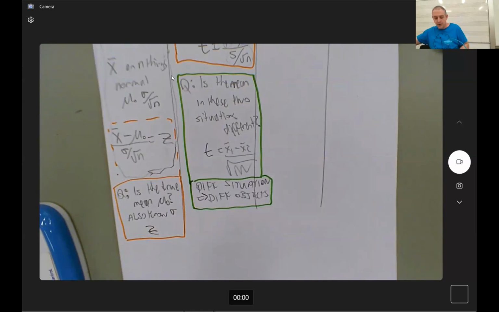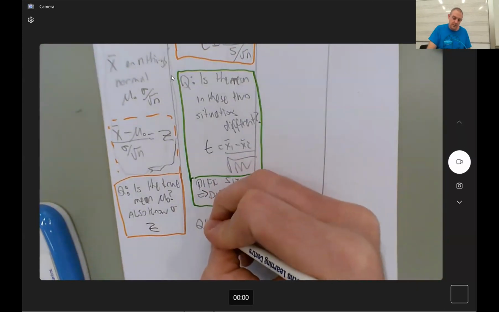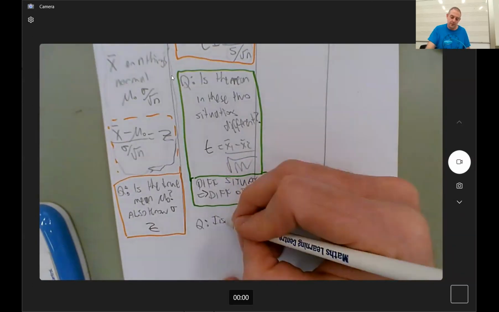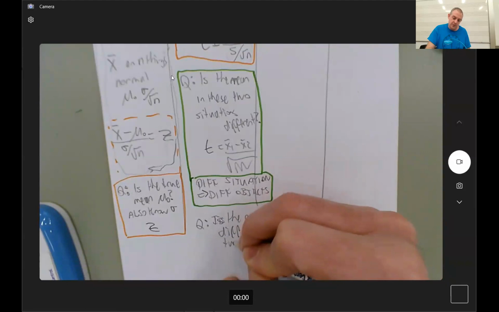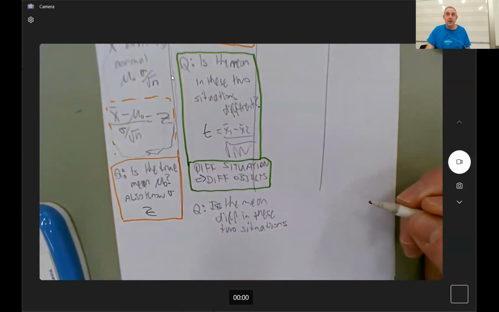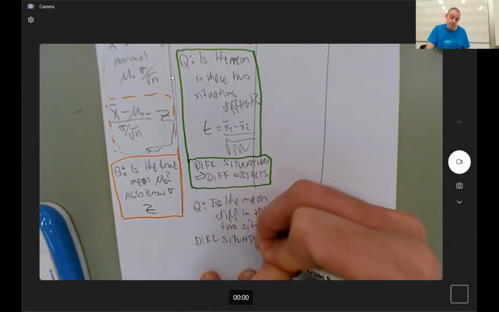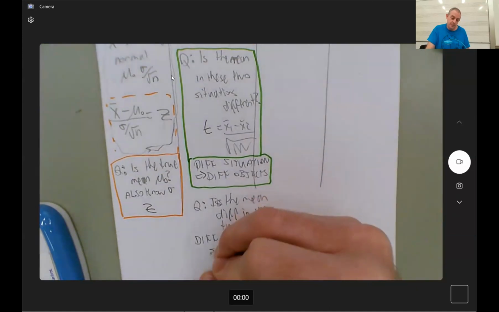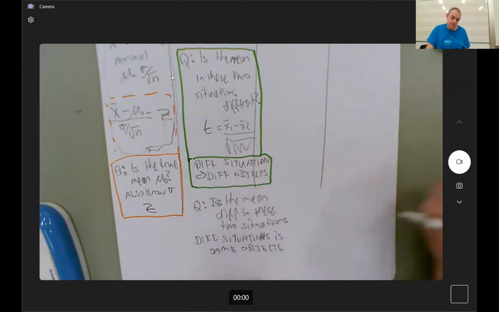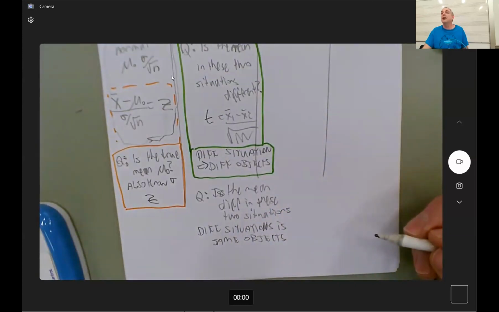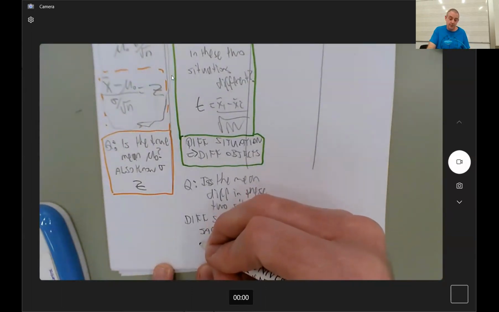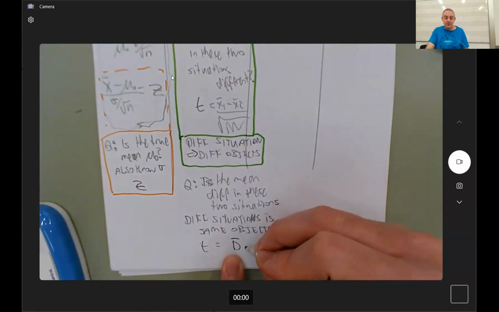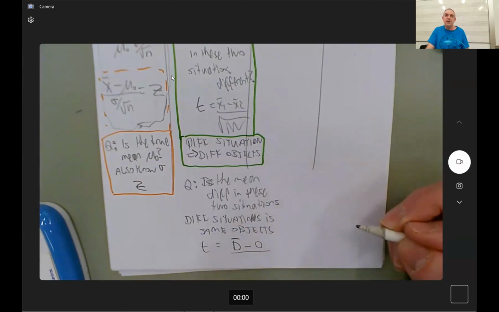Okay, I'm going to change colors so that you can see the difference here. We have a question here. It still is, is the mean different in these two situations? But this time, different situations is the same objects twice. In that case, you do a whole different calculation entirely. And it is in fact this calculation again, but on a new data set. You calculate D and you do the average of the differences, and you wonder whether the mean of that is equal to 0 or not.